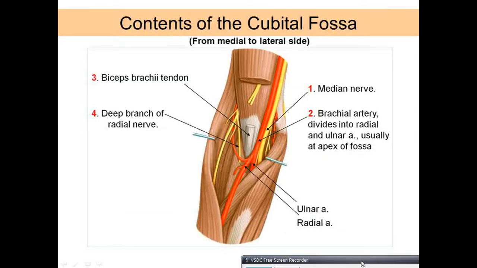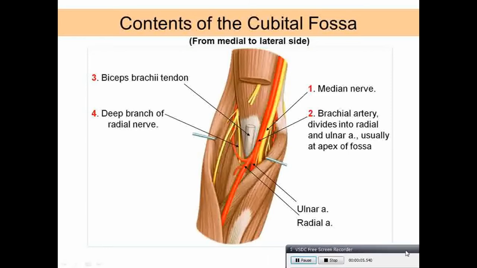Contents of the cubital fossa. We can arrange the structures from medial to lateral, and the structures would be the median nerve, brachial artery, biceps brachii tendon, and most laterally the radial nerve.